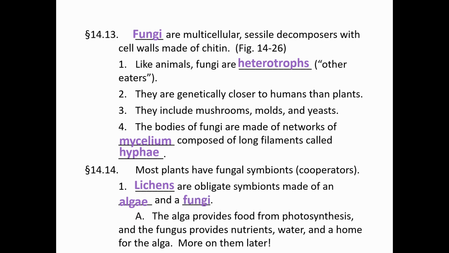The algae basically do the photosynthetic part, providing a lot of the nutrients, and then the fungus takes that stuff made from photosynthesis, makes other nutrients, pulls in nutrients from maybe like the soil, pulls in water, and gives the algae a home. So fungi are really diverse. They're really different, and you wouldn't think that you have a lot in common with them, but you do.